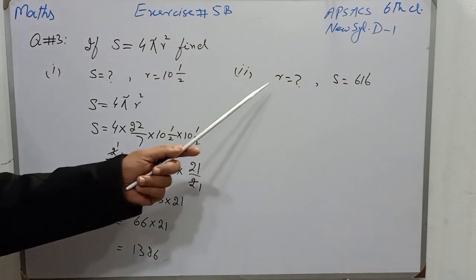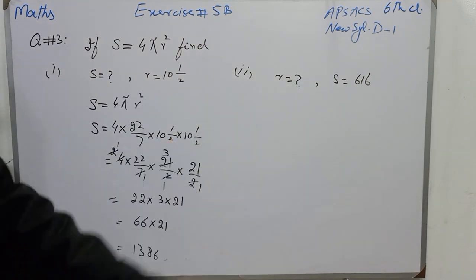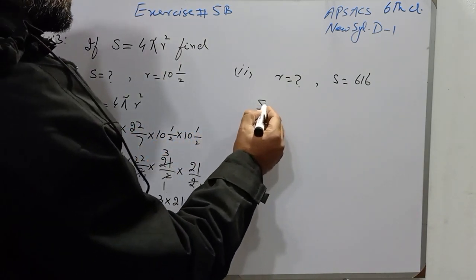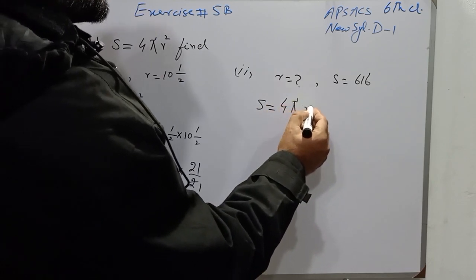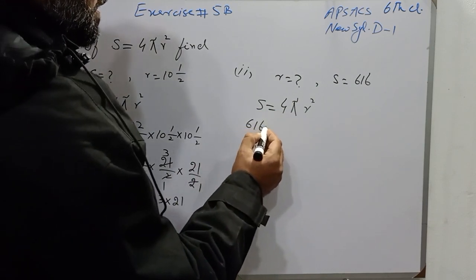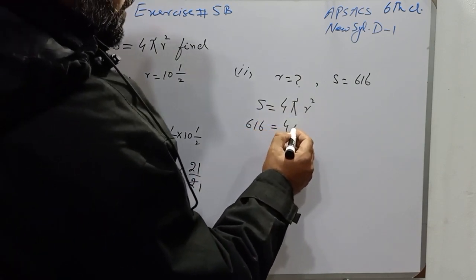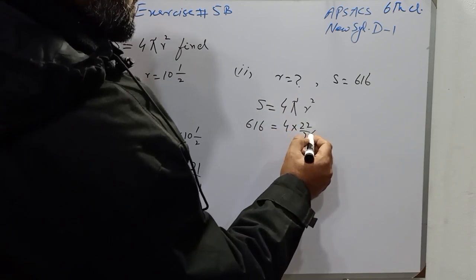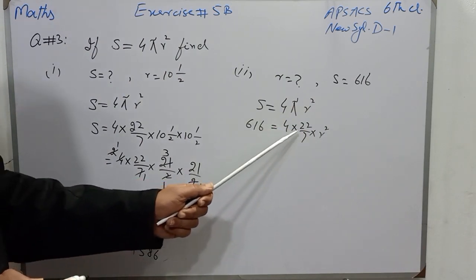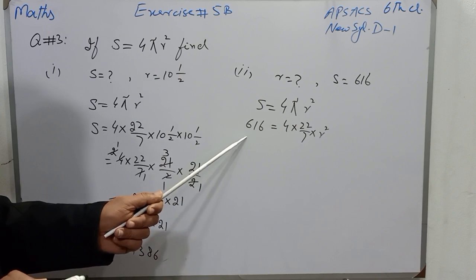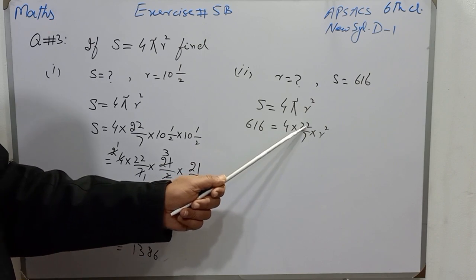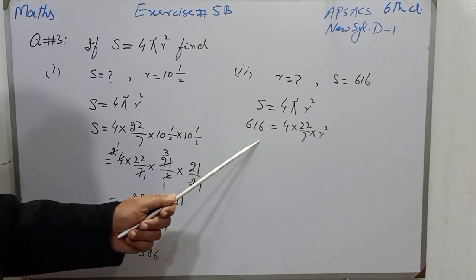Students, in the second part we have to find r, whereas S is equal to 616. So again we will write the formula, and that is S is equal to 4 pi r square. Surface area is given, that is 616 is equal to 4 multiplied by 22 over 7 multiplied by r square. Students, 4 is multiplying with these numbers. When we transfer it to the other side, it will divide. 7 is dividing. When we transfer it to the other side, it will multiply. And 22 is multiplying with r square, and when we transfer it to the other side, it will divide.